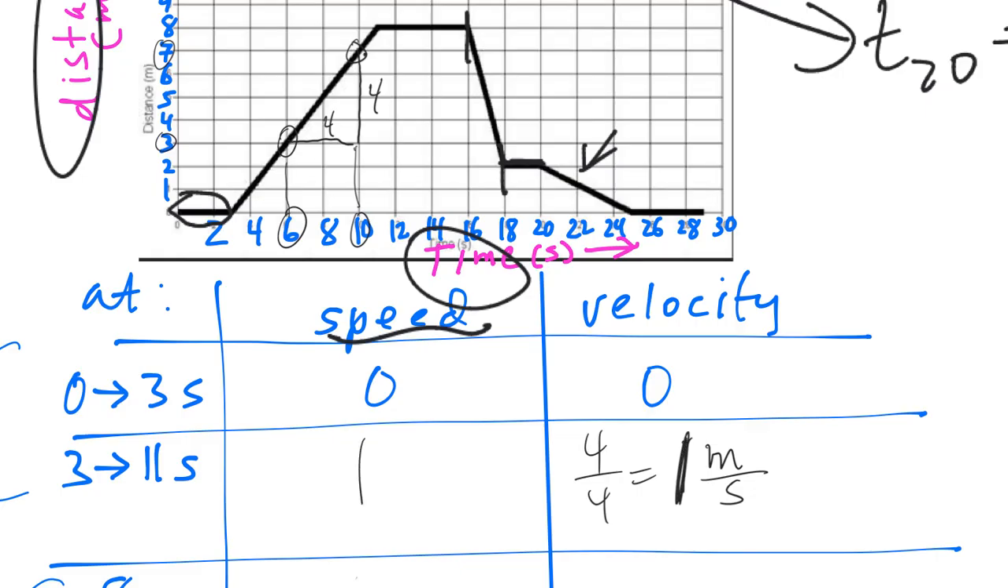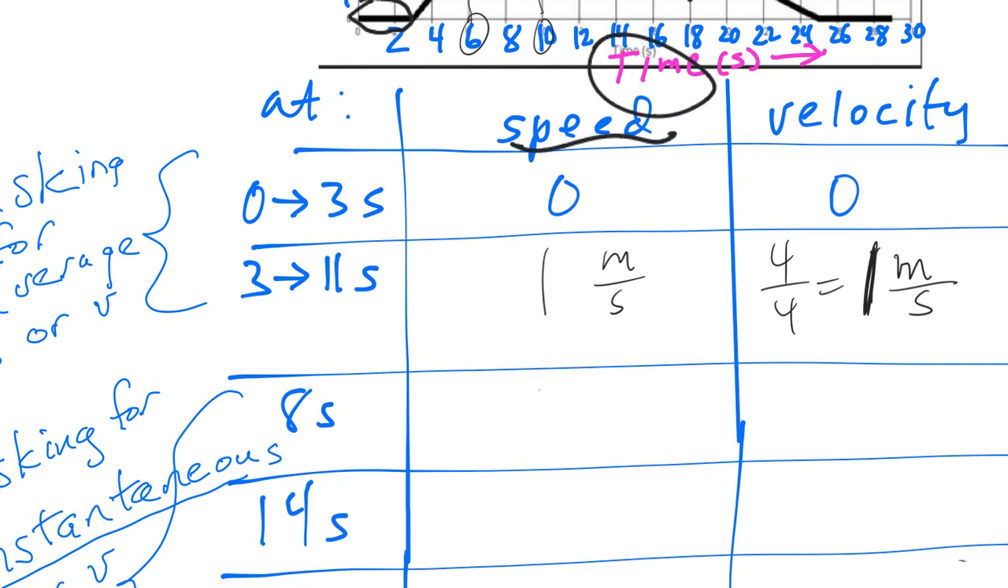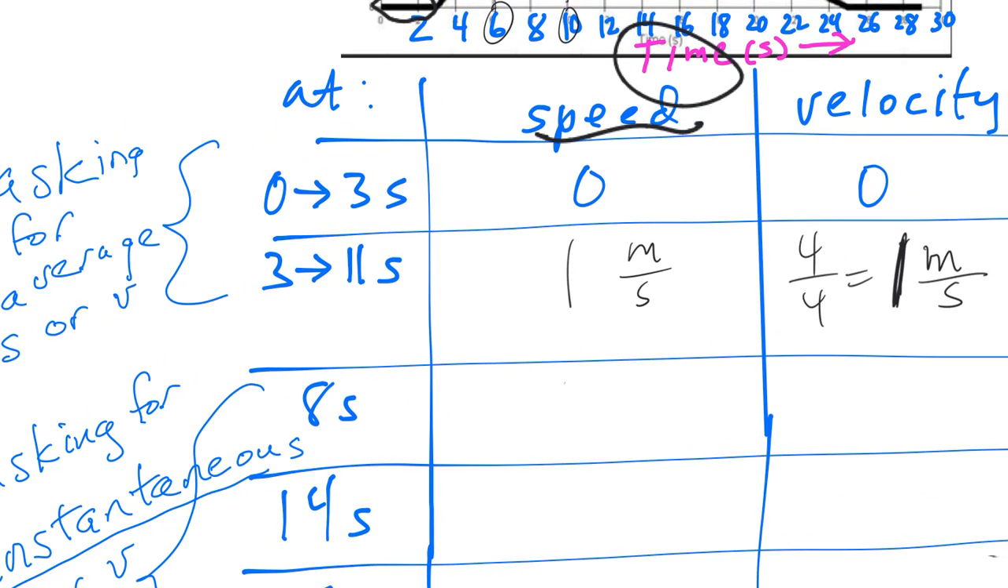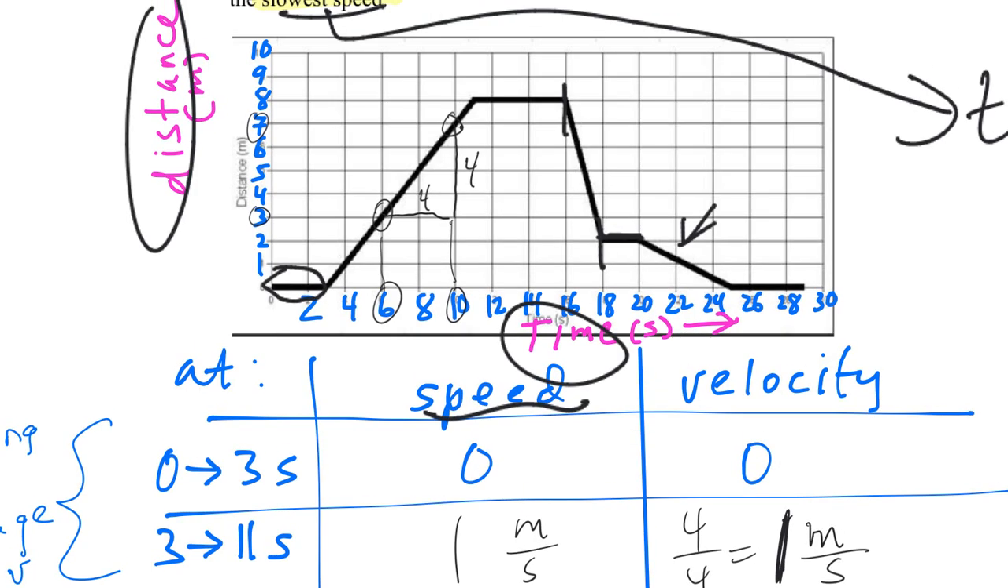The speed is the same because it's just the absolute value of velocity. Okay, now when I say at the 8-second mark, what's the velocity? You're not going to just do 5 over 8. That's a big mistake that people make. Common mistake people make.